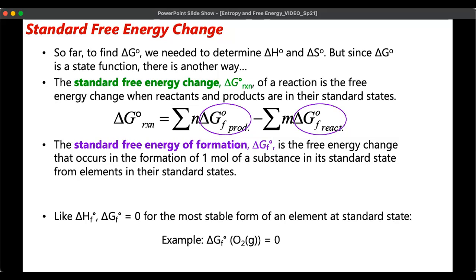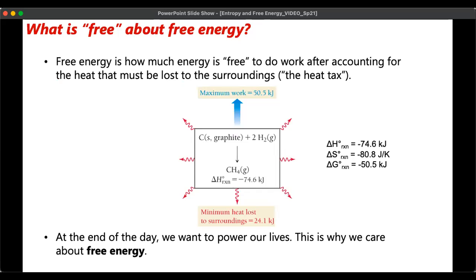And delta G of formation, free energies of formation, are values in tables at the back of your textbook. So now that we've talked about how to calculate it, let's talk about what free energy really means. When we're talking about the Gibbs free energy of a reaction, we're talking about how much energy in this reaction is free to do work after we pay the heat tax.